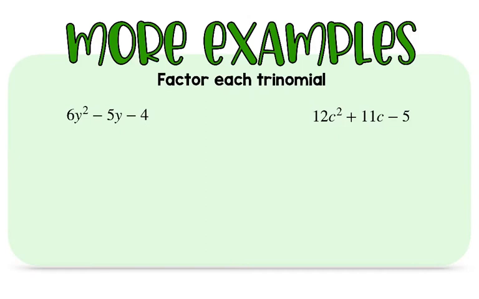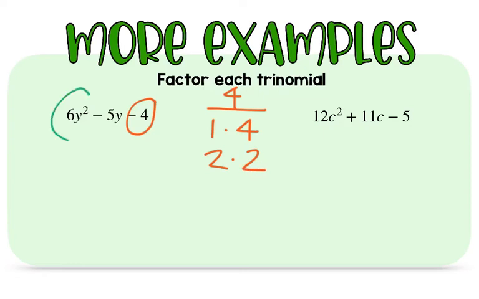Alright, so I'm going to have you guys pause the screen for the very last one and try it on your own, and I'll do the first one again with you. So starting out by writing your factors of C. For that, it's going to be 1 times 4 or 2 times 2. And then writing your factors for A. So for the number 6, that's 1 times 6 or 2 times 3.